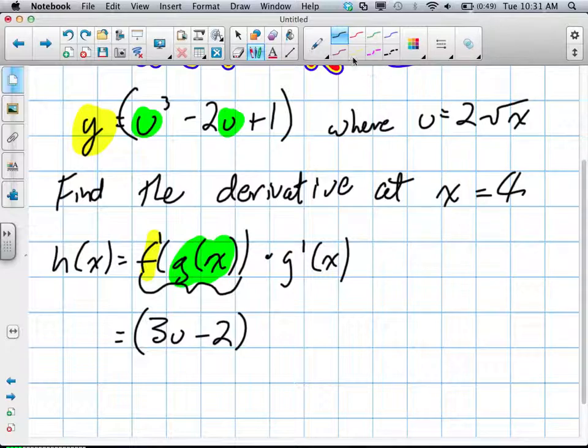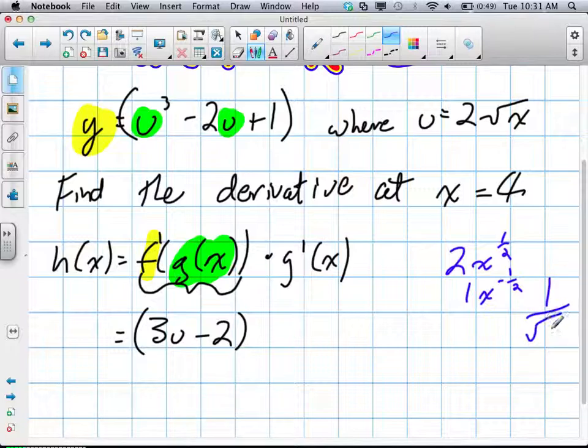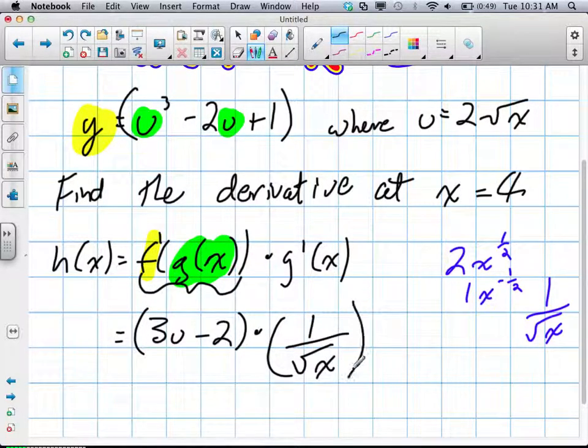of our u. Well, our u, I'm going to do this on the side, technically is 2 to the power of a half. Okay, so when we derive this, 1/2 times 2 will leave us with 1, and we're going to have negative a half, so we know this is essentially equal to 1 over the root of x. So they've written it out like this, 1 over root x. Okay, and then that is technically our h prime x.